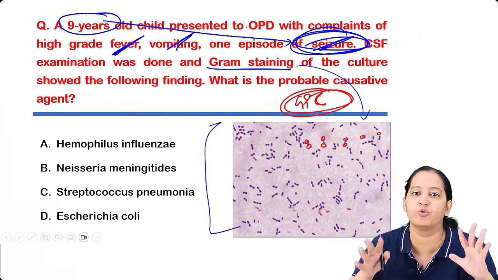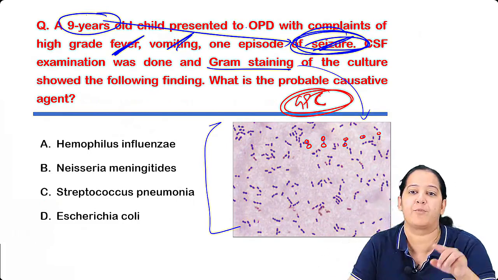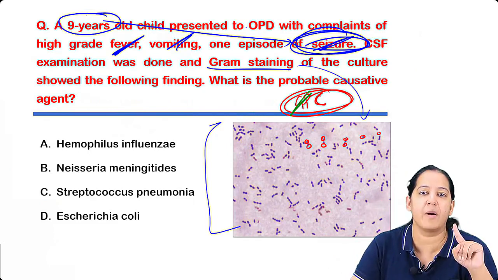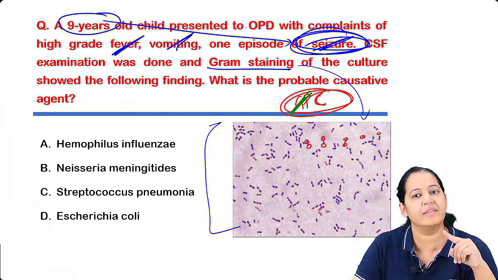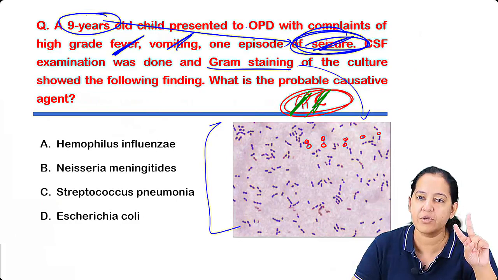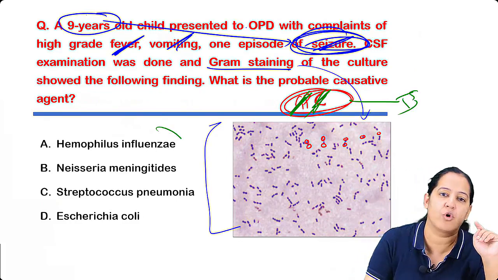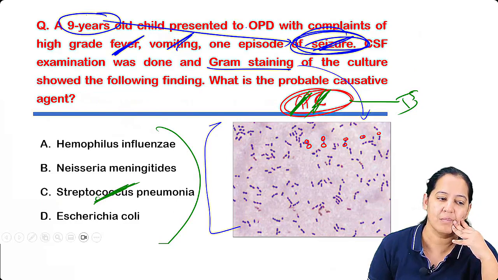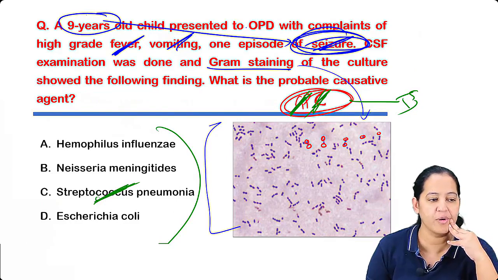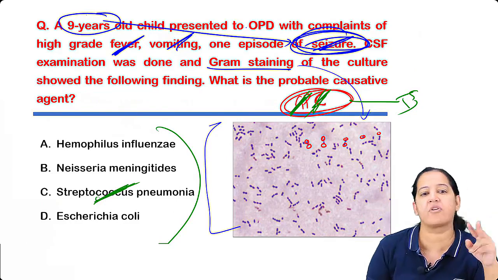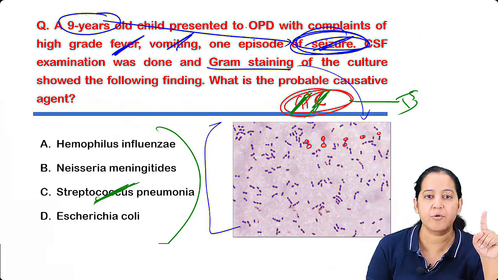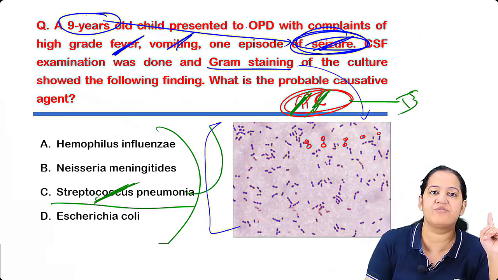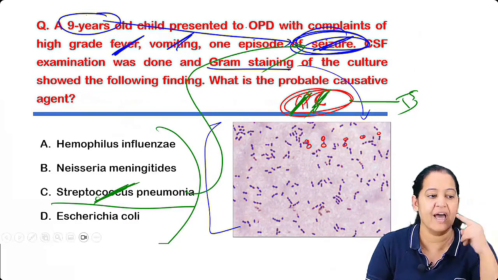So this is the approach, step by step. I can see violet, that's why gram positive. I can see cocci, circles, that's why cocci. Gram positive cocci are only two, staph and strep. Now have a look at the options. So my answer is straightforward streptococcus, because only two, staph and strep, are gram positive cocci. And Streptococcus pneumoniae causes meningitis also, so it is fitting with my clinical scenario also.